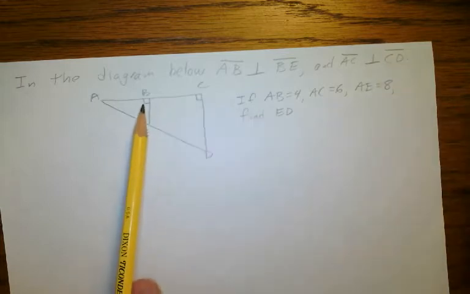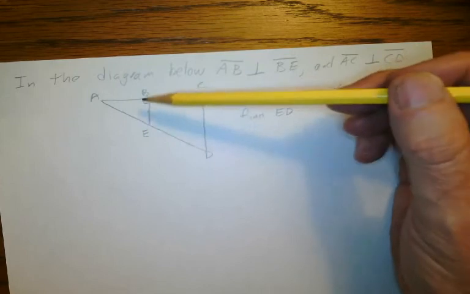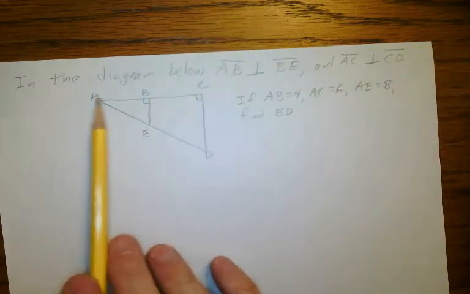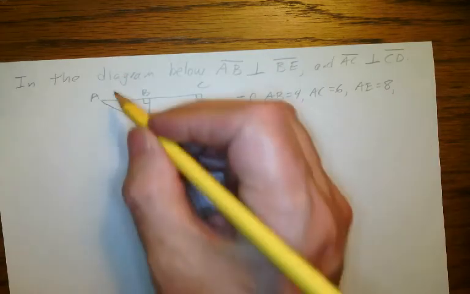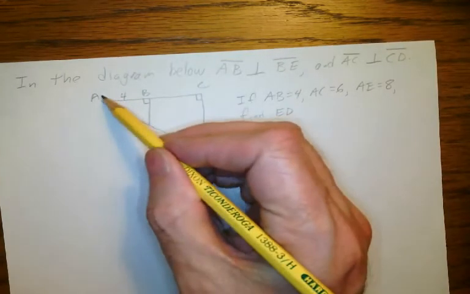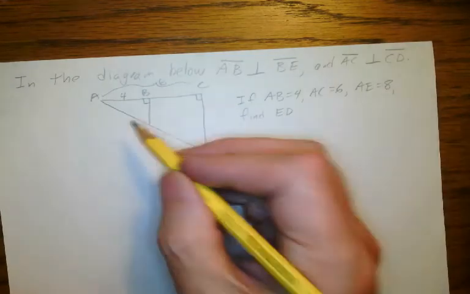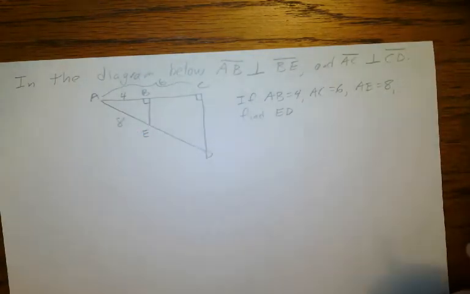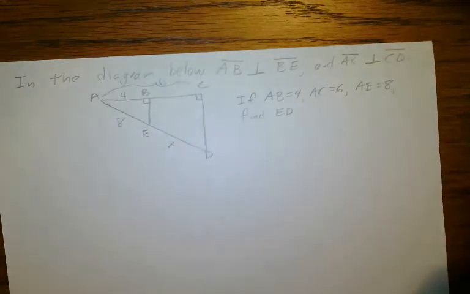And as you can see, it's also labeled with right angles right there. Now, there's no mention of anything being parallel, but if these two lines are perpendicular to the same line segment, they are going to be parallel. Okay? It says AB is 4. I'm going to put a 4 there. AC is 6, so this whole side is 6. AE is 8. And let's find ED. Let's put an X on ED.